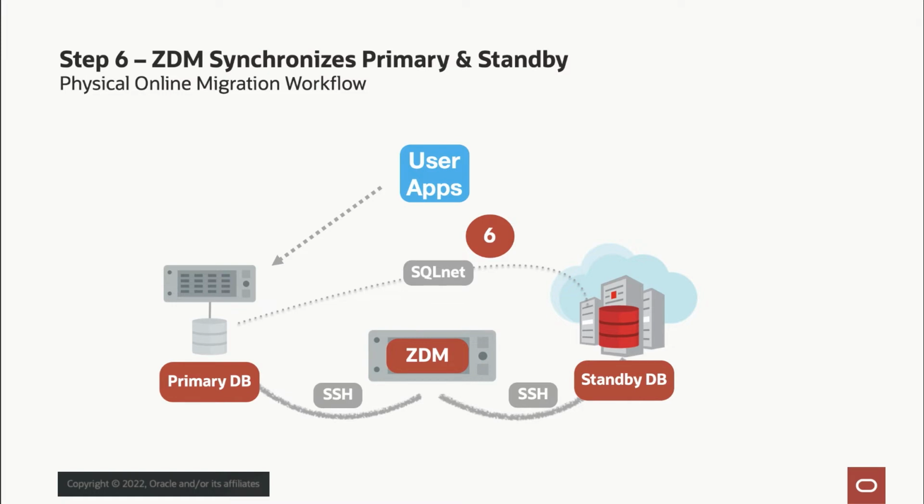So, in order to provide synchronization between the primary database and the target database in the cloud, which is now a standby database, Zirium will leverage DataGuard. And in order to do so, what Zirium does is it establishes SQLnet connectivity between the primary database and the standby database and starts the synchronization process.